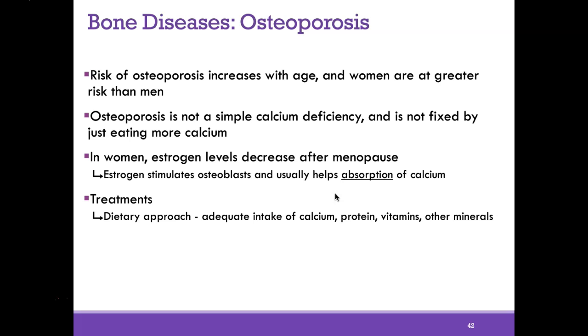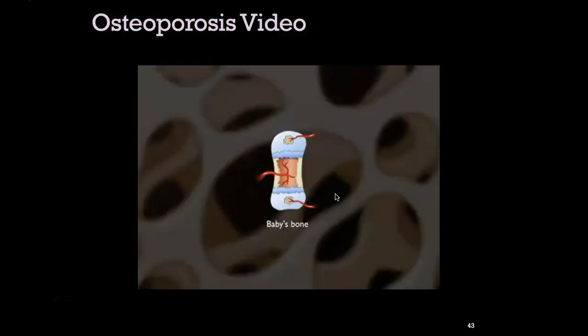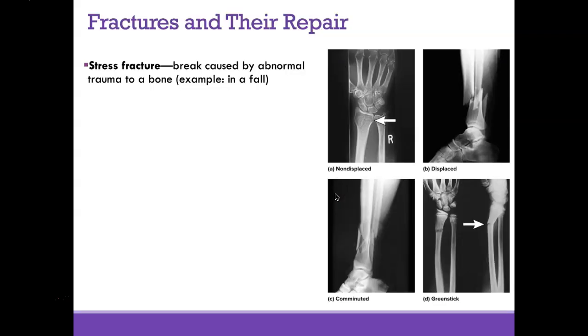So there's always a dietary approach to make sure that there's adequate intake of calcium, protein, vitamins, and minerals, but there's also the exercise approach. And weight-bearing exercise is known to promote stronger bones. And that's often the suggestion a doctor might give to somebody with osteoporosis. So you can watch a video contained in the ebook on Connect about osteoporosis.